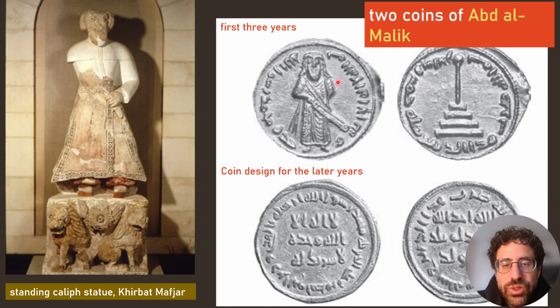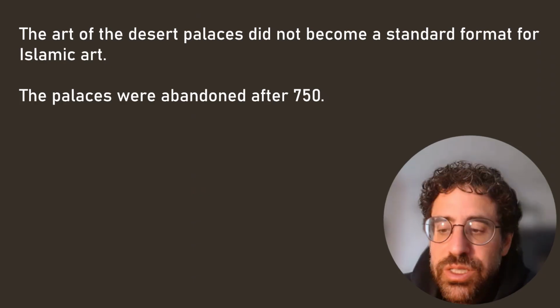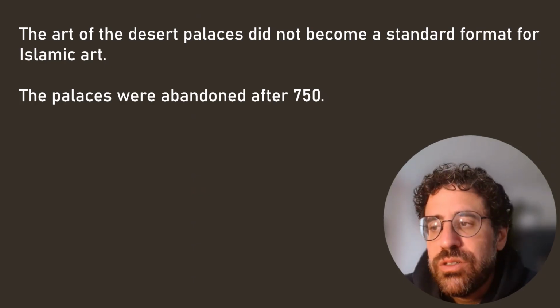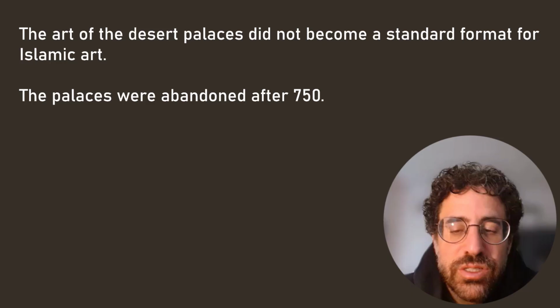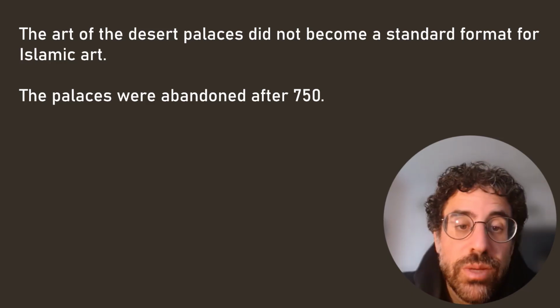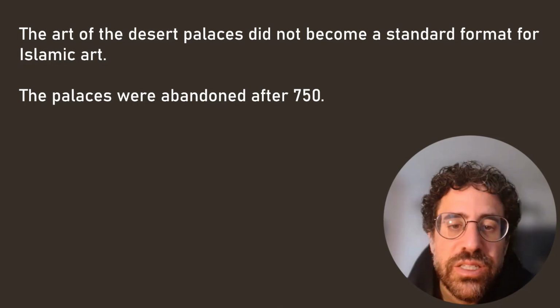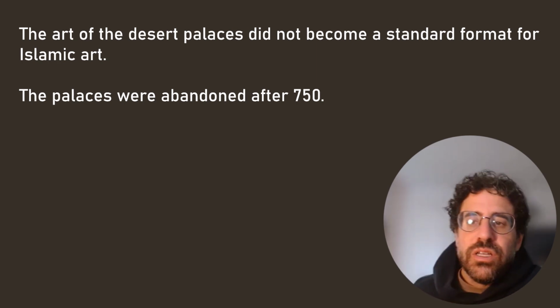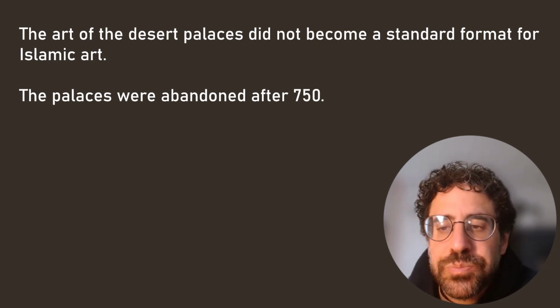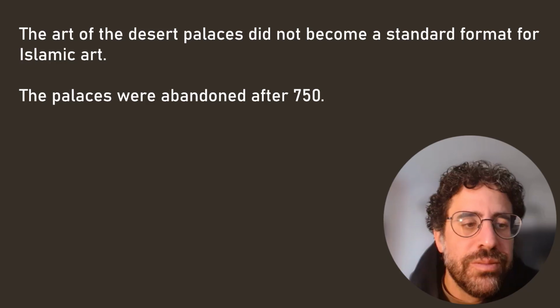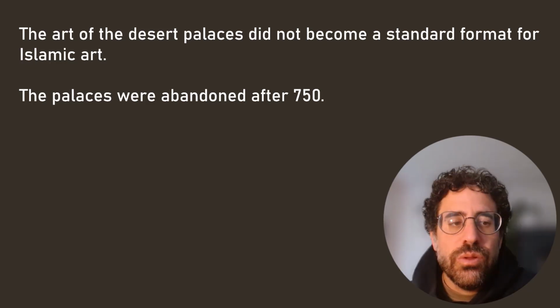So keep that in mind when we think about the development of an iconic artistic program in the early Umayyad years, which keeps getting continued in the Abbasid period, that there's actually another world of Umayyad art out there. Now, that art didn't become the standard format. It didn't become part of the repertoire of Islamic art. It essentially remained in Umayyad palaces, and those palaces were abandoned after 750 when the dynasty died out. But we have to keep this in mind.